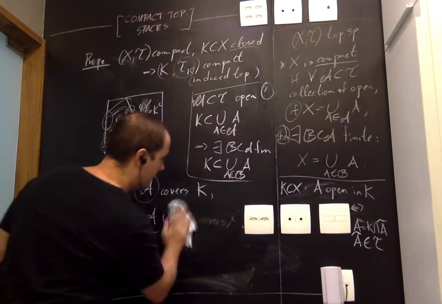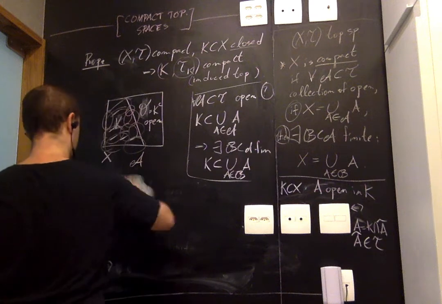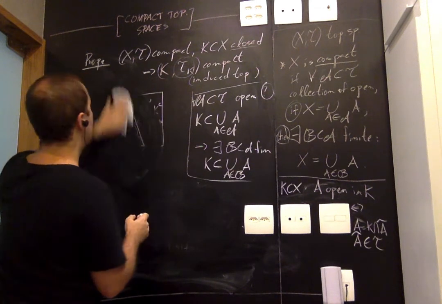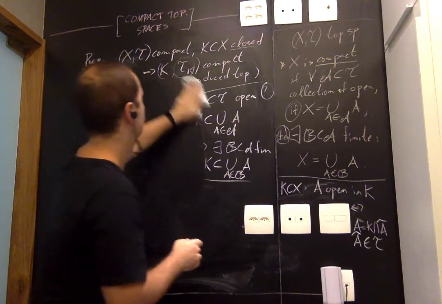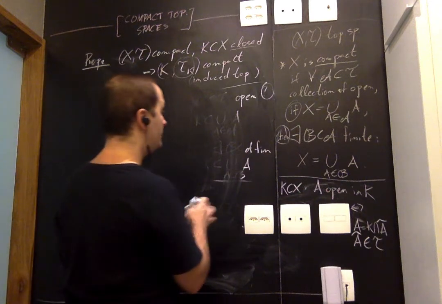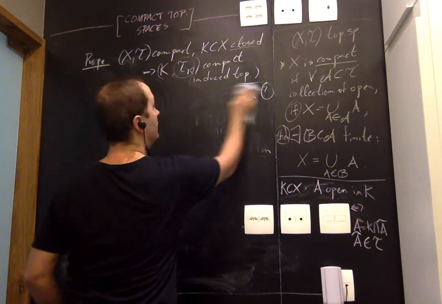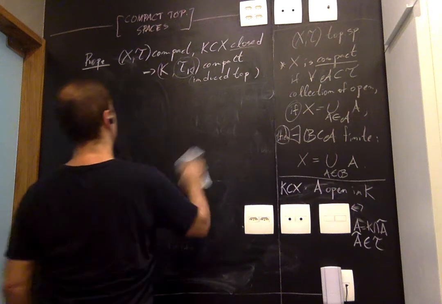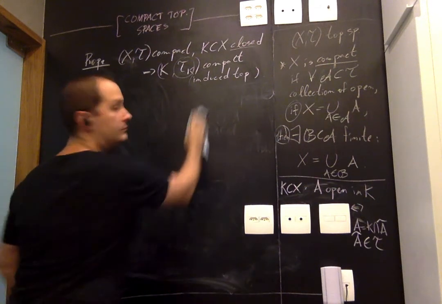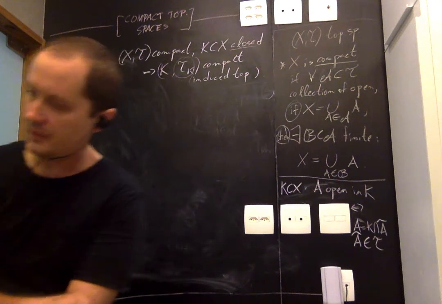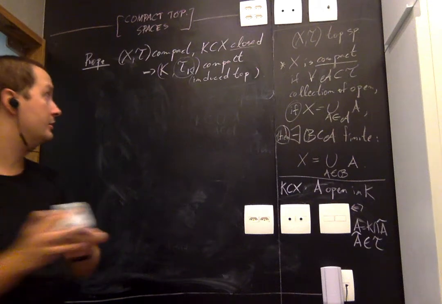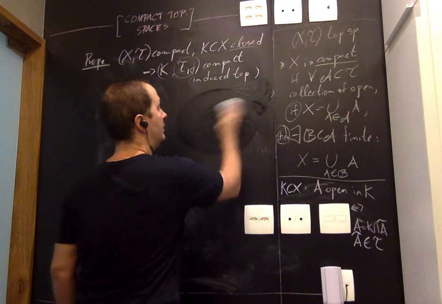Let's prove another result now. Another simple result like this. Oh, by the way, there's also a proof of this using the finite intersection property, but I'll spare you the details. So our next result is going to be about images of compact spaces by continuous functions.